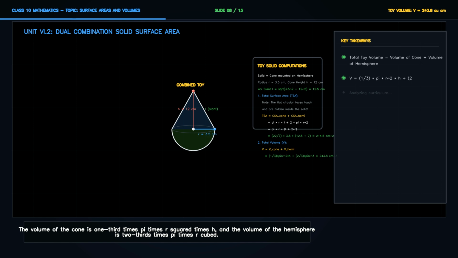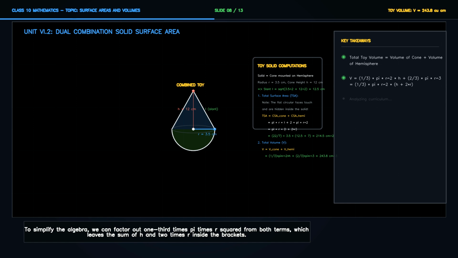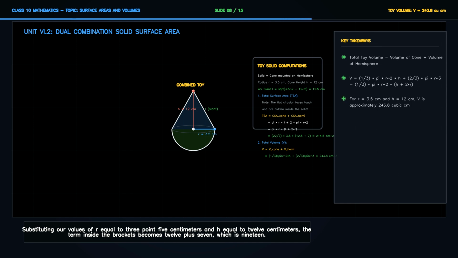To simplify the algebra, we can factor out 1/3 times pi times r squared from both terms, which leaves the sum of h and 2 times r inside the brackets. Substituting our values of r equal to 3.5 centimeters and h equal to 12 centimeters, the term inside the brackets becomes 12 plus 7, which is 19.